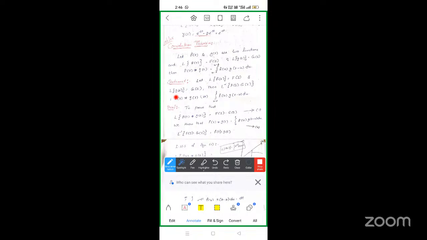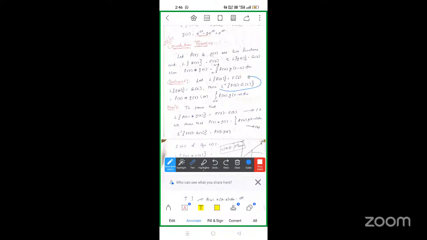Then L inverse of F of s into G of s is equal to f of t star g of t. Okay. So we know that f of t star g of t is equal to the integration from 0 to t of f of u into g of t minus u into du. So these are equation 1 and equation 2. So taking the LHS, the given LHS.